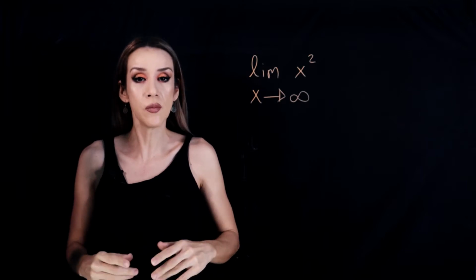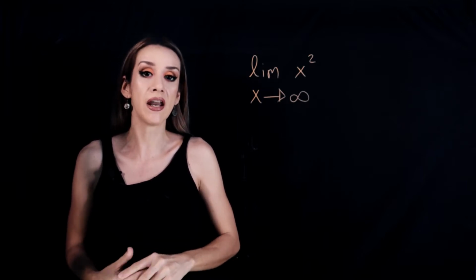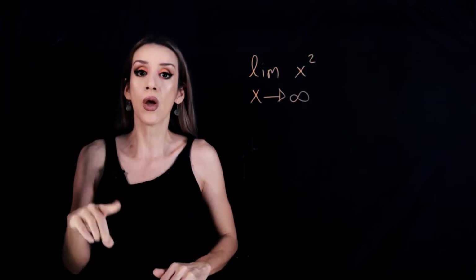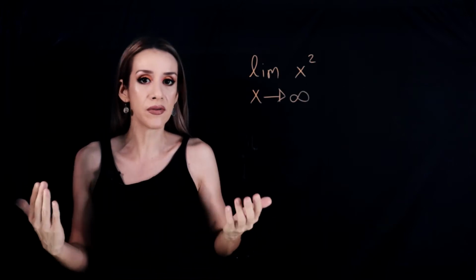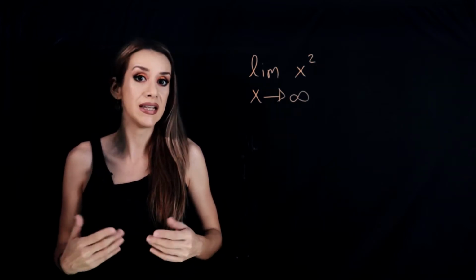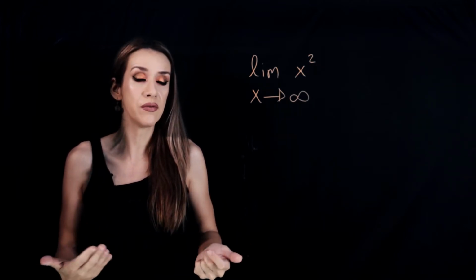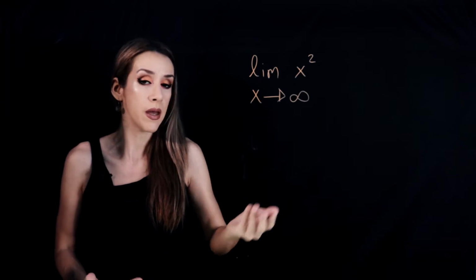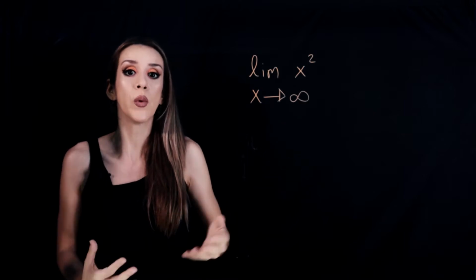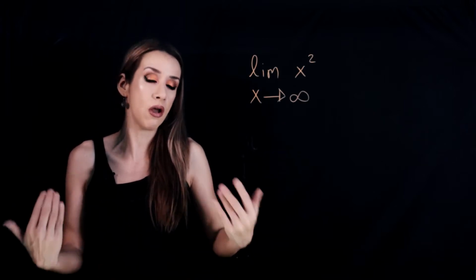Hello guys, today we're going to work with limits at infinity, which means we're going to see what happens to a function when x is a very large positive or negative number. Let's start with the limit as x approaches infinity for the function x squared. Basically, we're going to find out what happens to this function when x becomes larger and larger.